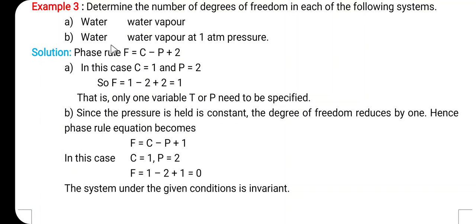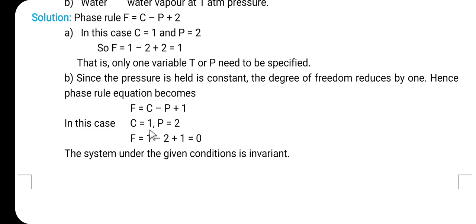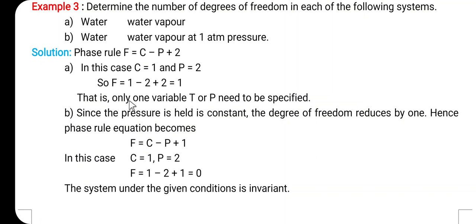Then let us consider the second case, water in equilibrium with water vapor at 1 atmospheric pressure. Since the pressure is held constant, fixed at 1 atmosphere, the degree of freedom reduces by 1. Hence, the phase rule equation becomes F is equal to C minus P plus 1. In this case C is equal to 1 and P is equal to 2. So F is equal to 1 minus 2 plus 1, which is equal to 0. The system under the given condition is invariant, that is, it is a zero-variant system. F is equal to 0 when water is in equilibrium with water vapor at 1 atmospheric pressure.